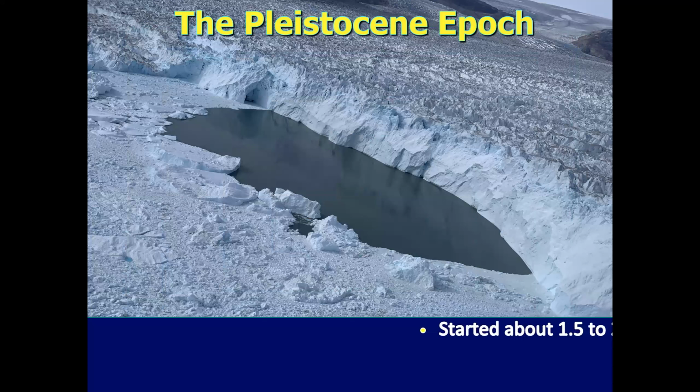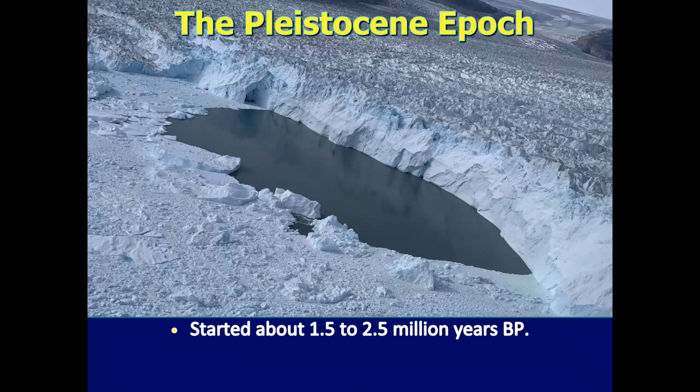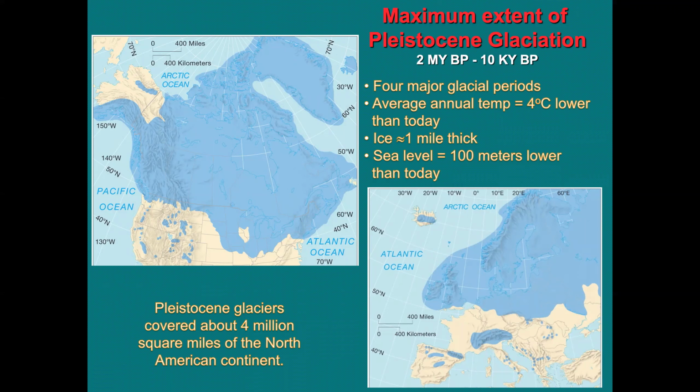The Pleistocene Epoch. It's a time that started about 1.5 million to 2.5 million years ago. It ended about 10,000 years ago, which is the technical time when the glacial period ended, and is a time defined by glaciation. This shows the areas of the United States and Canada that have been covered at one point or another by glaciers. Notice New York State is.